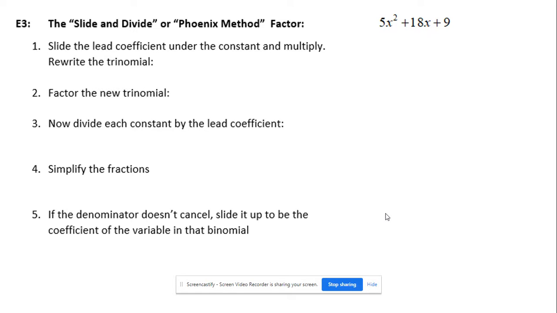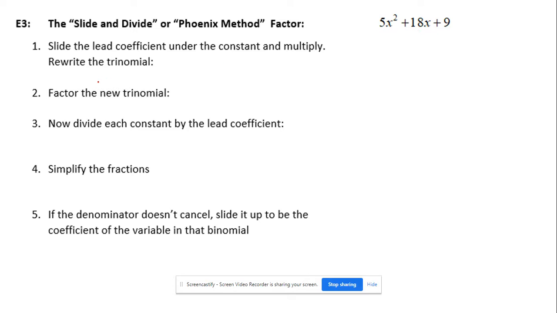Hello, what I want to do today is walk you through the 3 examples on the back of today's note sheet. What we're going to do is walk through the slide and divide, or the Phoenix method for factoring. And for this method, the big thing that we're doing is recognizing that there's a number in front of x squared. And so I can't do my normal method where I say what numbers multiply to 9 and add to equal 18. That doesn't work.